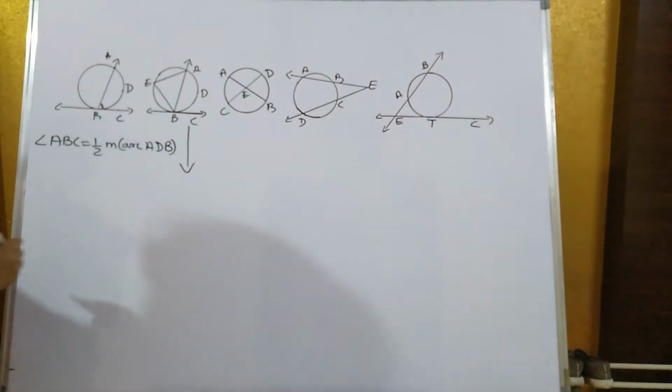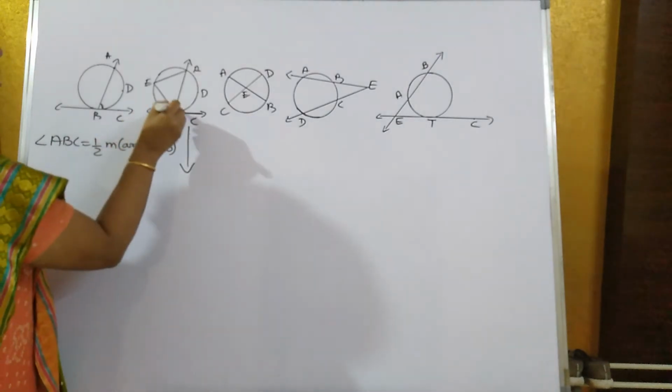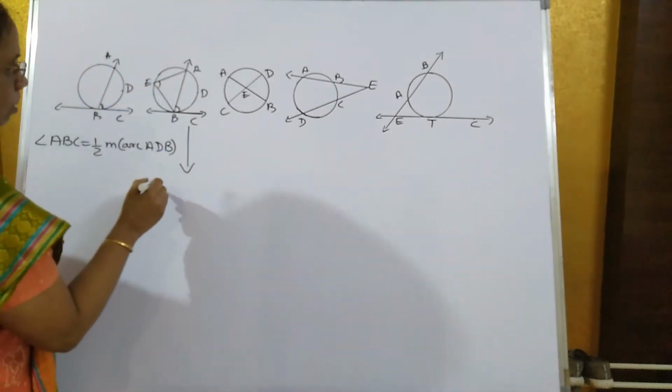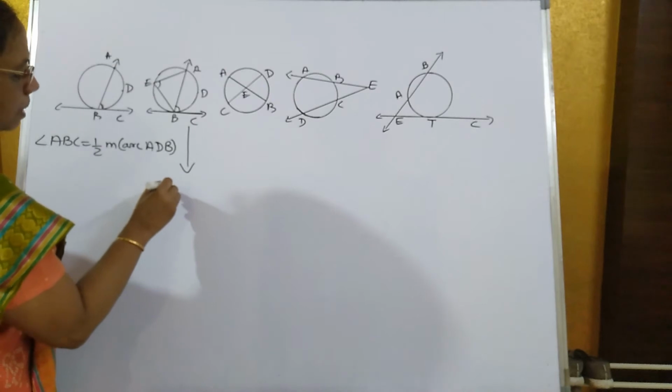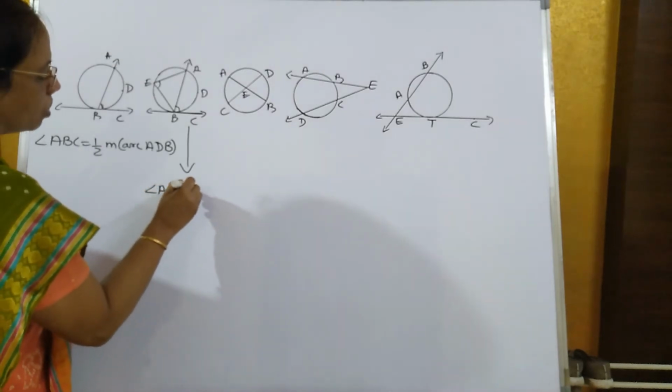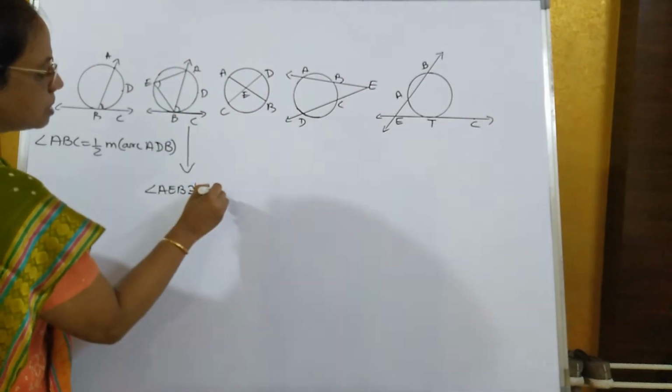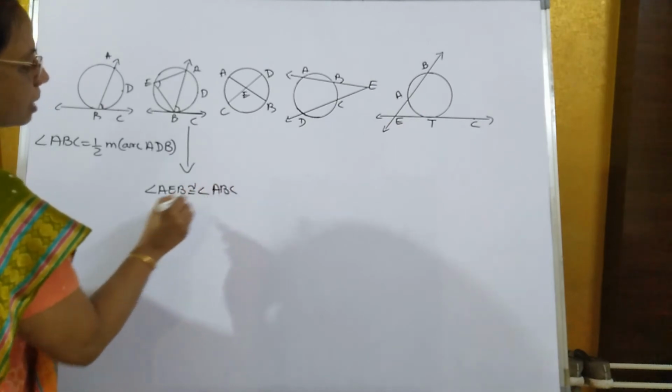Second one, what we had studied, is that this angle and this angle will always be equal. That is, angle AEB is congruent to angle ABC. That is, angles in alternate segment.